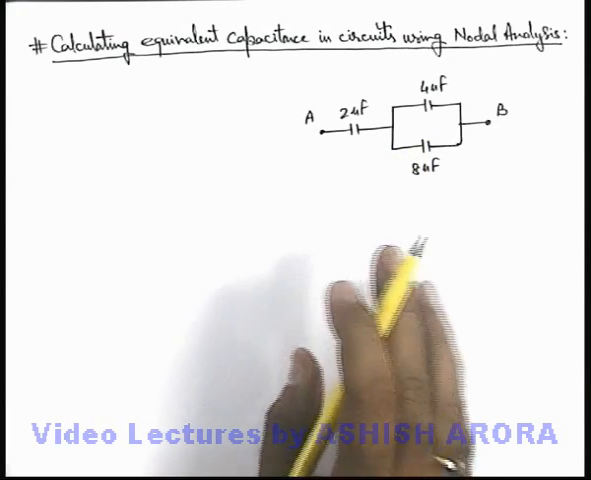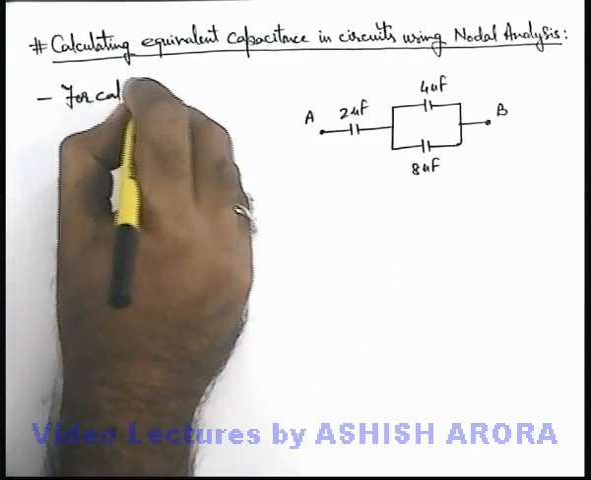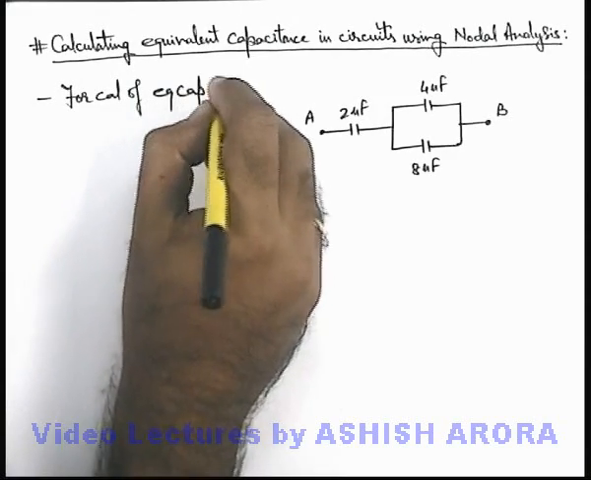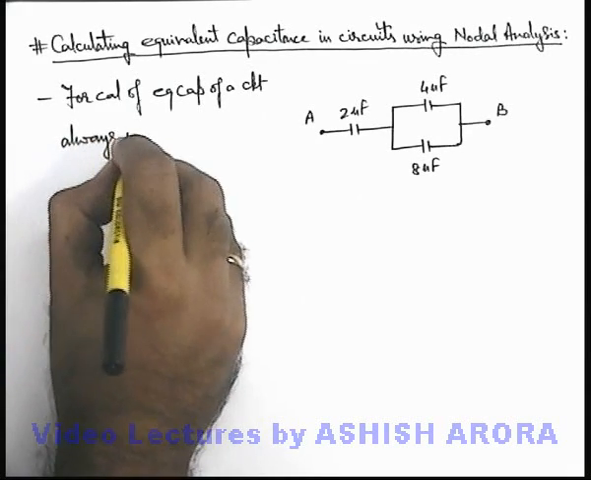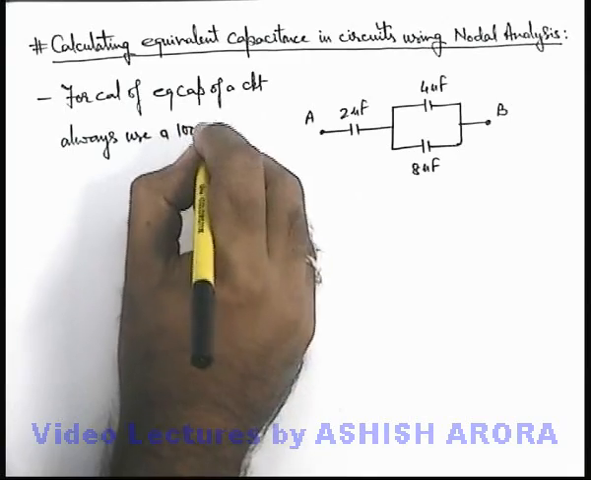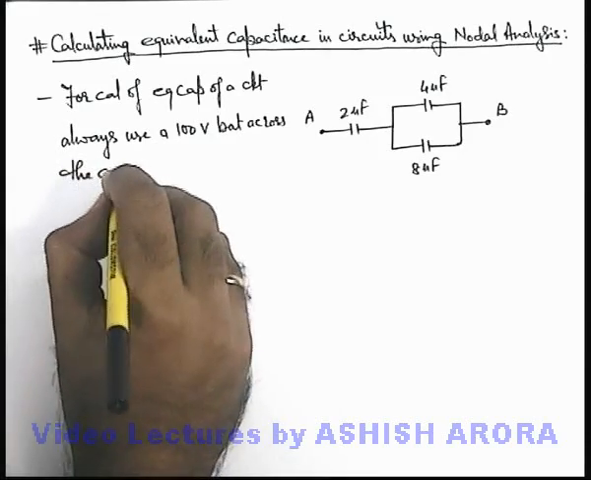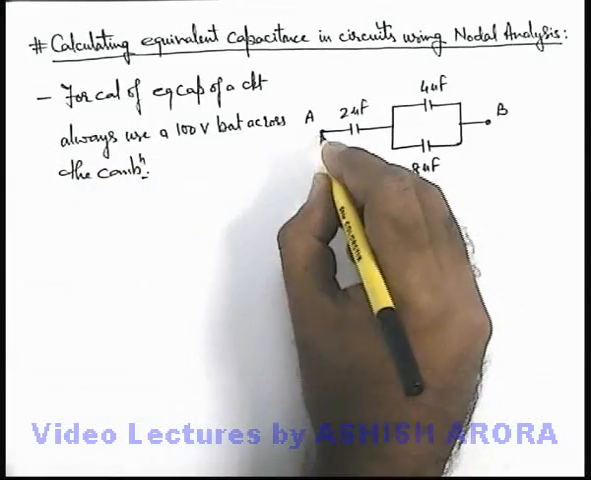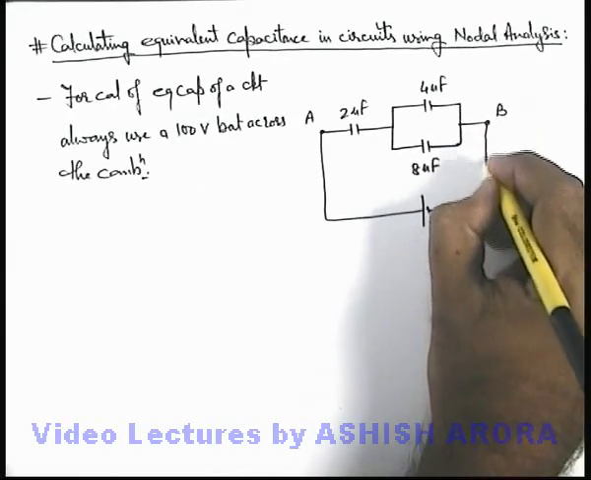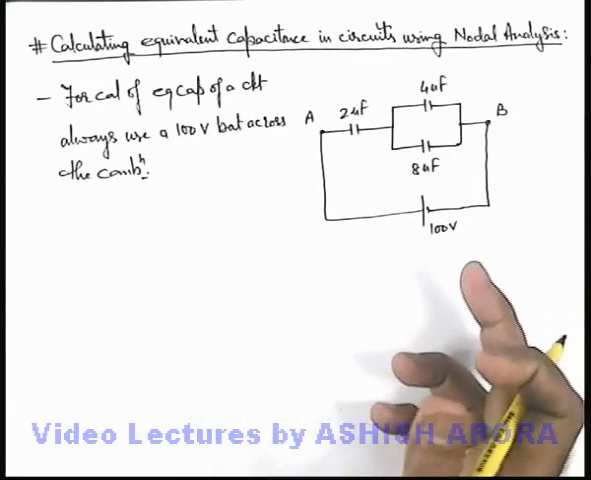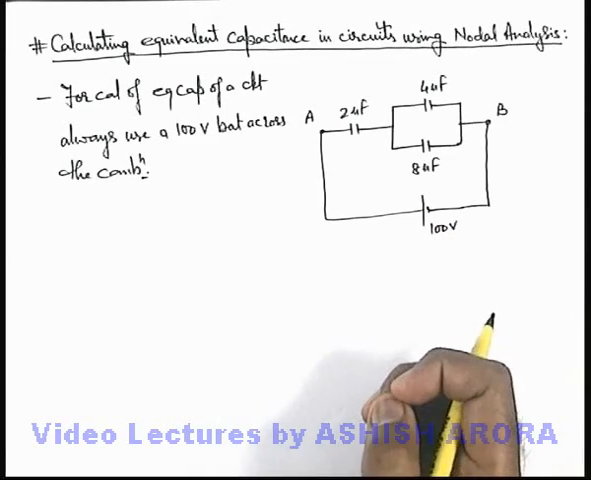For this, there are two things you need to keep in mind. The very first is, for calculation of equivalent capacitance of a capacitive circuit, always use a 100-volt battery across the combination. Here we connect a 100-volt battery across this circuit, because whichever battery I connect, it won't affect the equivalent capacitance. So I'll use a battery which will be convenient in calculations. That's why I'm using a 100-volt battery.